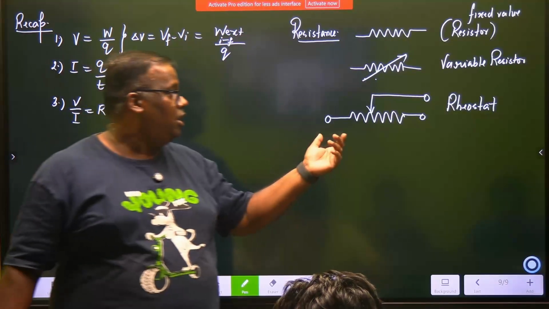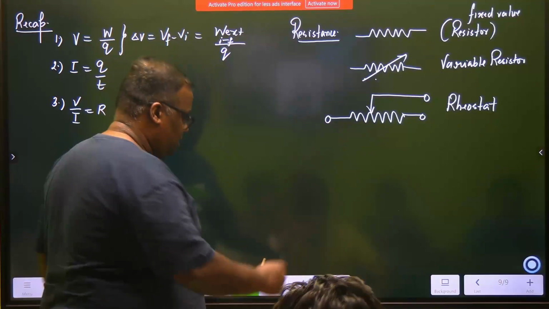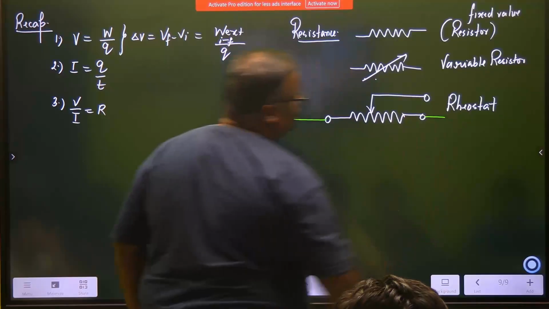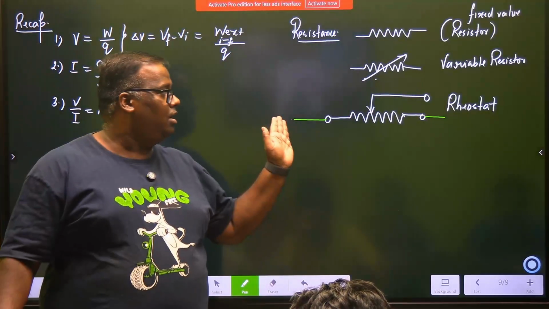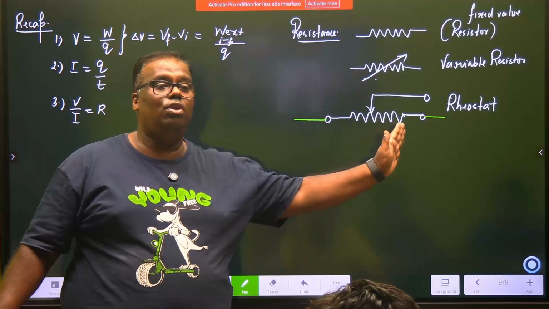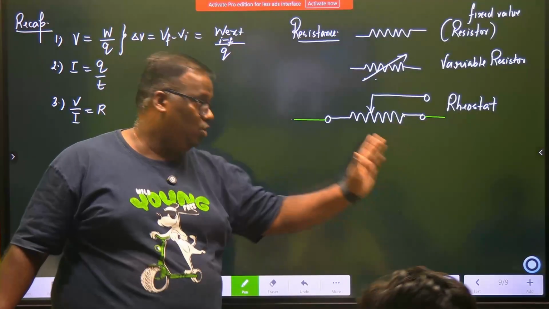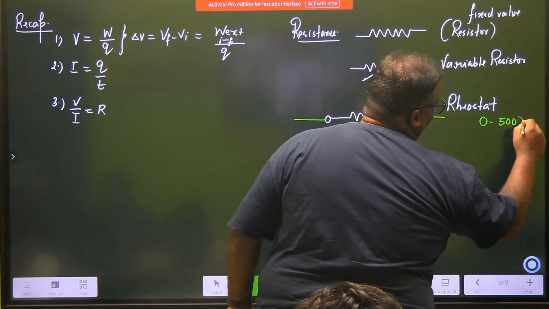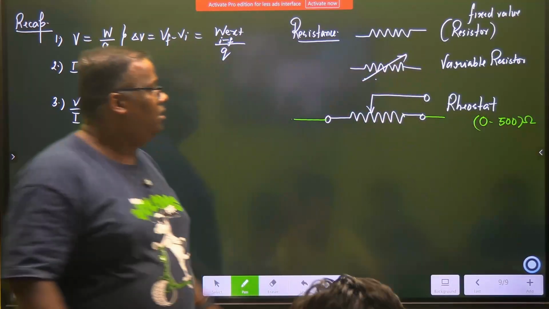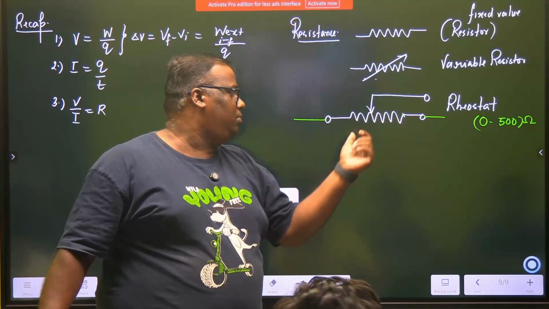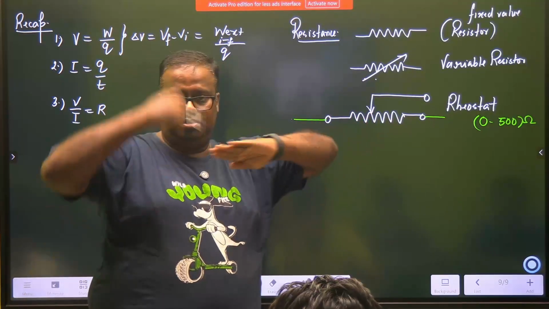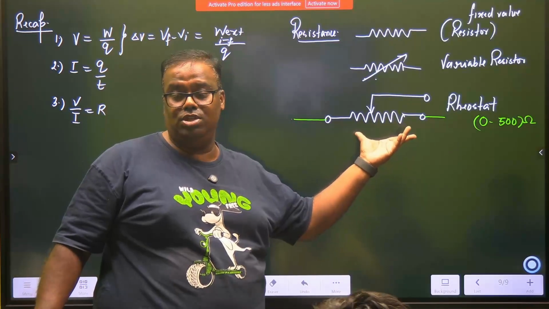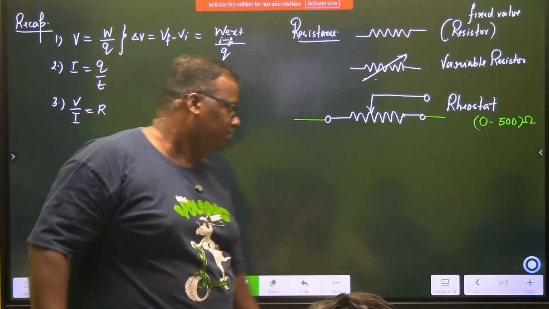Imagine if you have connected your circuit wire on this, and if you have connected your circuit wire on this, then your current encounters the full value of the rheostat. Rheostats have a range. Let's say this rheostat is 0 to 500 ohms. If I connect from here to here, I am utilizing the entire coil. So if you connect here, how much resistance are you using? Entire 500. Have you understood? Right, fine.